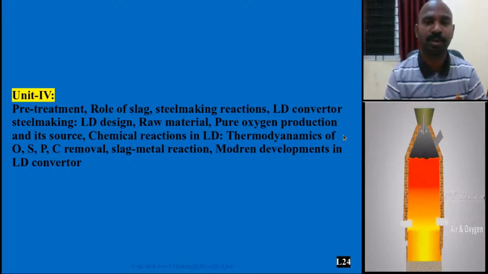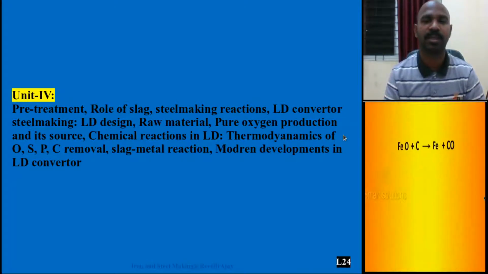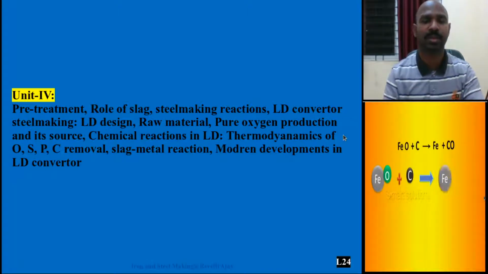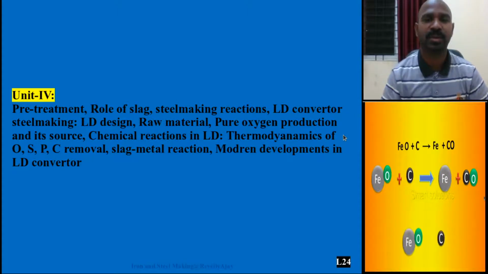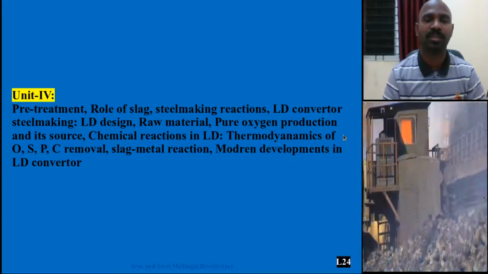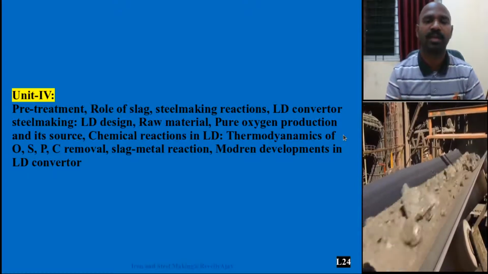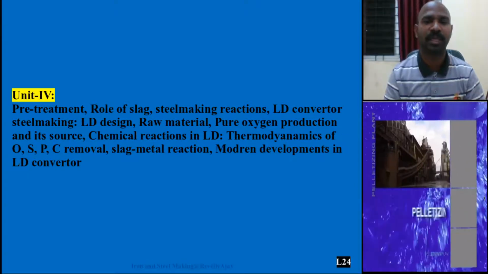used to produce steel through the LD converter steel making process? Why do you require pure oxygen and how do you produce it, and what is the source of oxygen? What are the chemical reactions in LD? The thermodynamics of oxygen, sulfur, phosphorus, and carbon removal will also be discussed, and the importance of slag metal reaction, and modern developments in LD converter steel making will be discussed here.